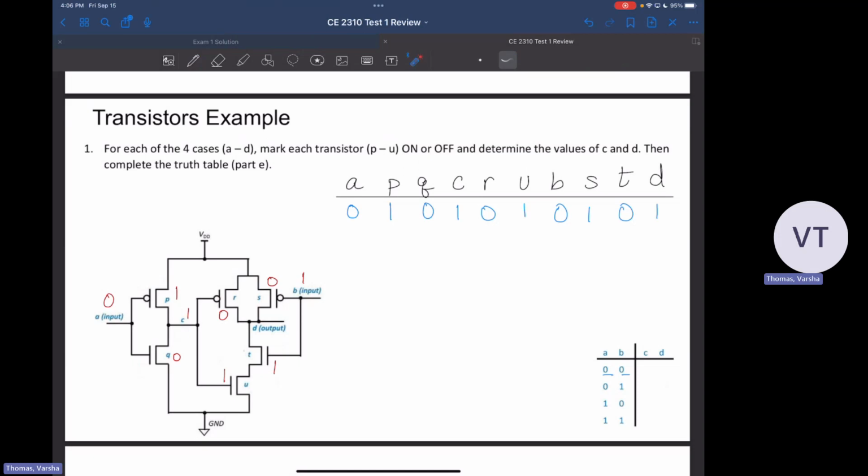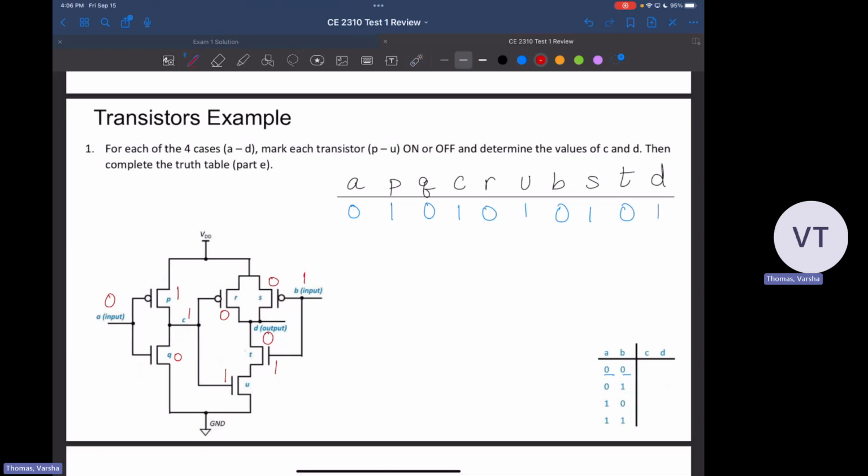Now looking at this, you've got two switches in series that are both on. So there is a path to ground. And over here, you've got two switches that are off. There is no path to VDD. So your resulting output, D, is going to be 0, because the value at ground is 0 and the value of VDD is 1. Yeah? Okay, so I'm just going to populate this table here. A is 0, B is 1, C is 1, R is 0, U is 1, S is 0, T is 1, and D is 0.